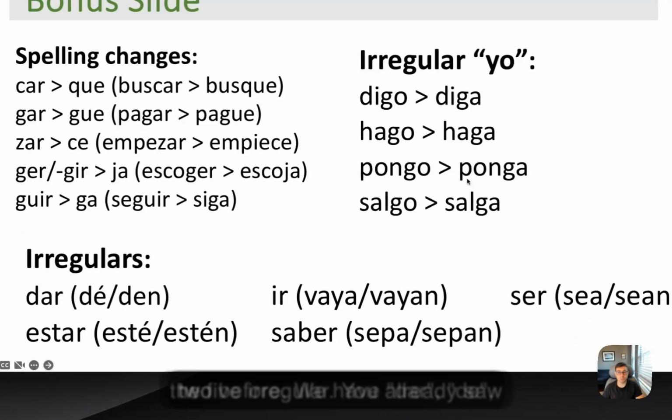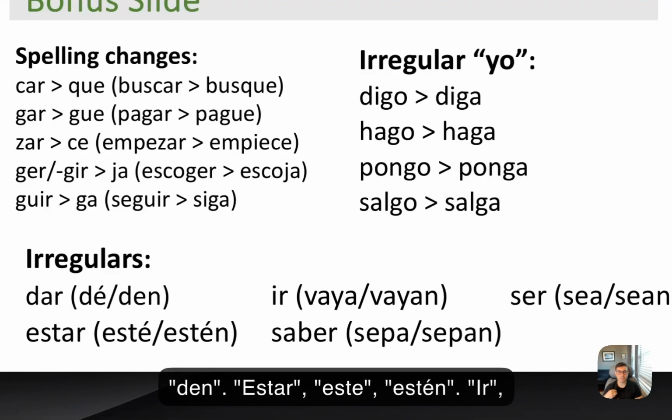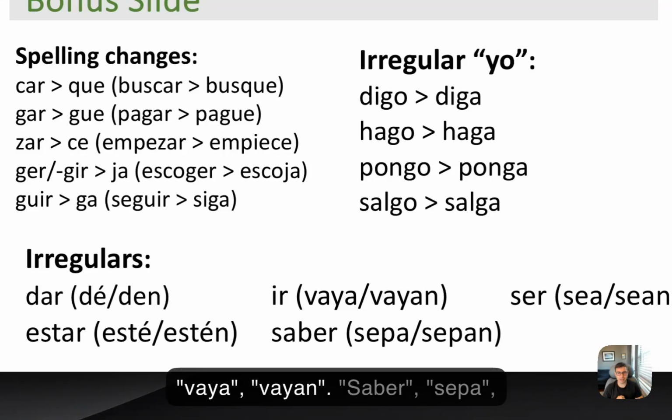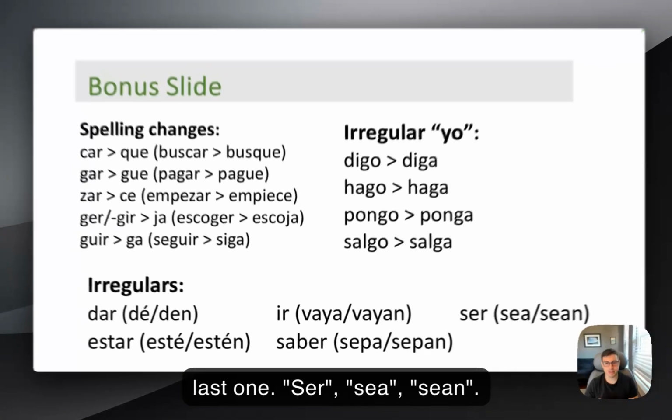And then we're going to look at the 5 irregulars. Are you ready? So we have dar, dé, den, estar, esté, estén, ir, vaya, vayan, saber, sepa, sepan. And then we have the last one, ser, sea, sean.